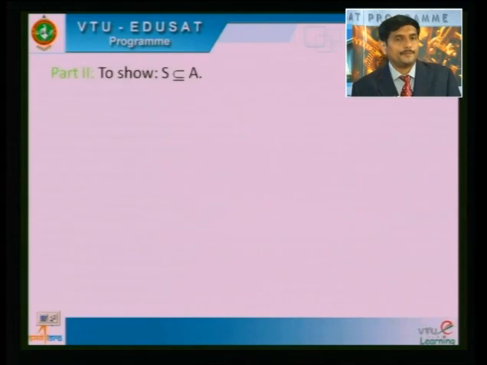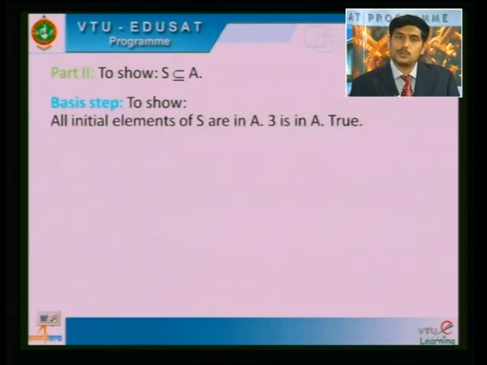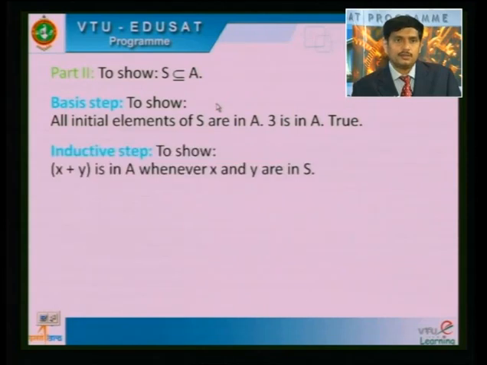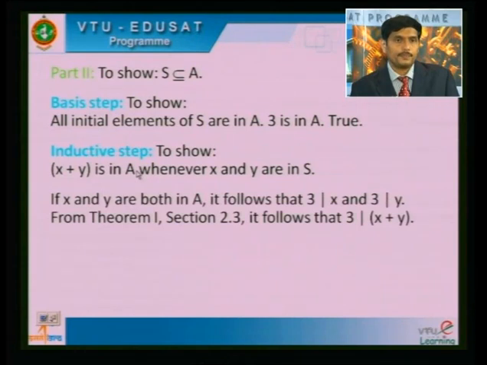In the second part, to show that S is contained in A, again we use the basis step. To show that all initial elements of S are in A, that means 3 is in A, which is always true, because 3 is an element lying in A. Next, what is the inductive step? X plus Y is in A whenever X and Y are in S.